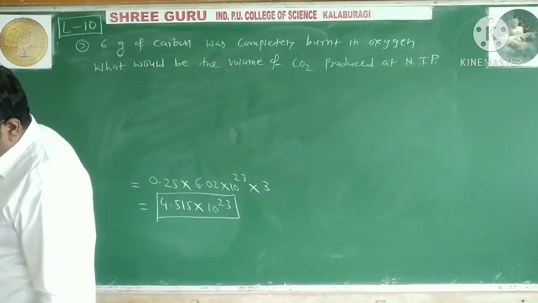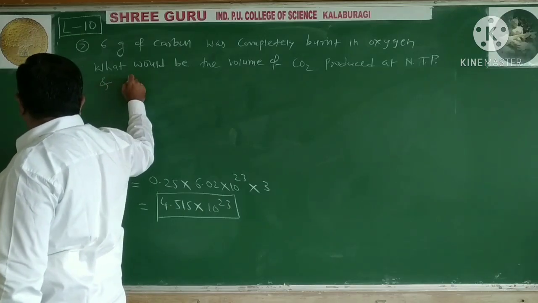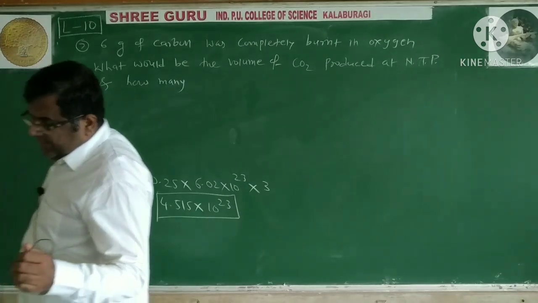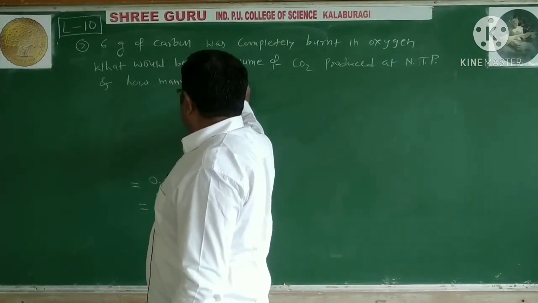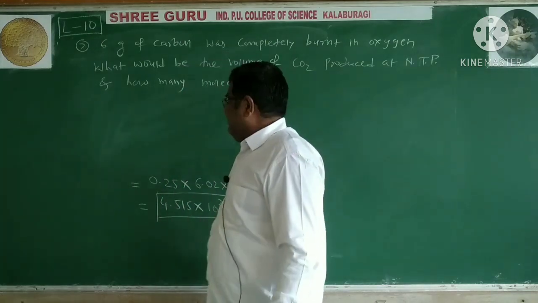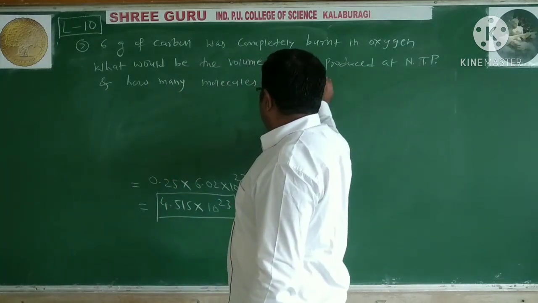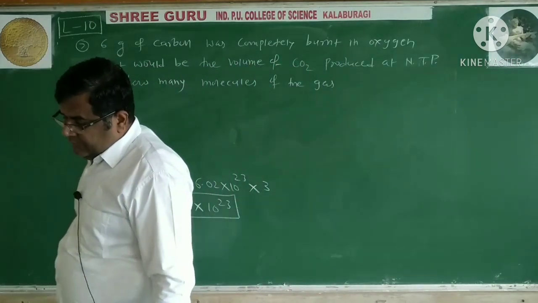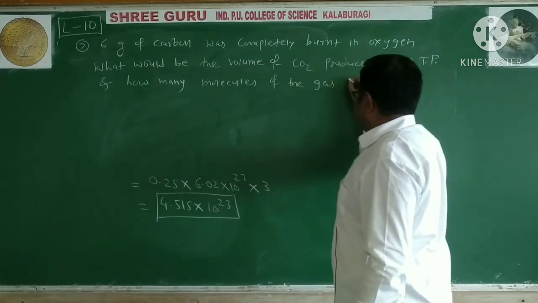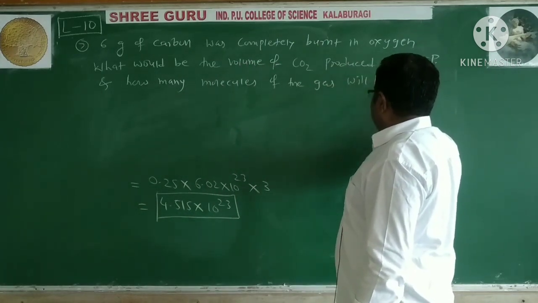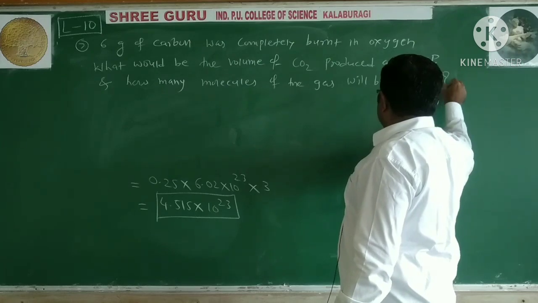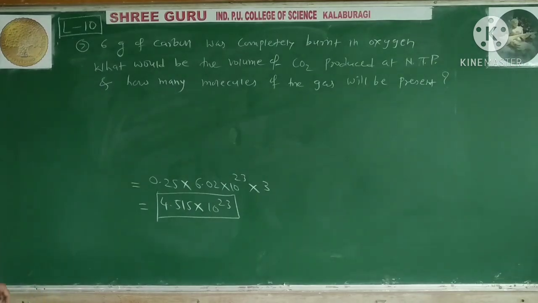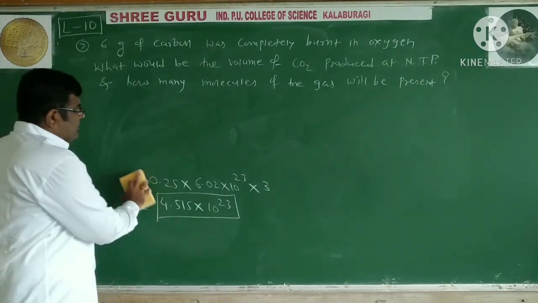How many molecules? Once we know number of molecules can be calculated. How many molecules of the gas will be present? So carbon is burnt in oxygen. 6 grams of carbon is burnt.